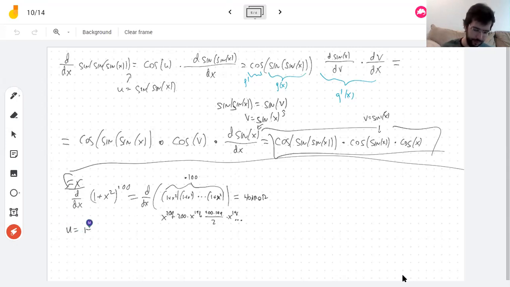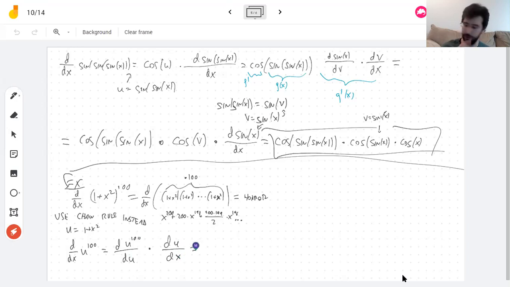If I say that u is 1 plus x squared, this is the derivative of u to the 100th power. And I know how to take the derivative of that. The chain rule says that this is the derivative of u to the 100th times the derivative of u. I can't apply the power rule to the original expression, at least as you know it, because the base is not a constant.